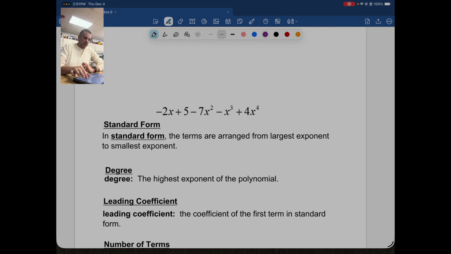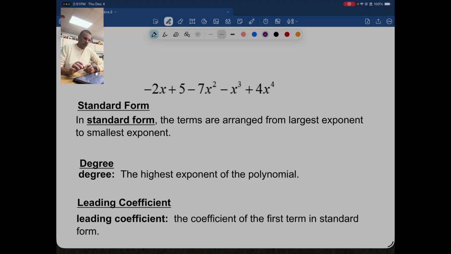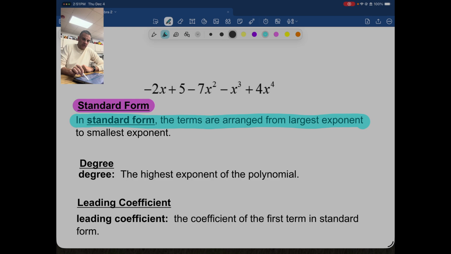So the next thing we want to be able to do, and one of the most important things that we can do with polynomials, is we want to be able to put them in what's called standard form. Standard form for a polynomial. In standard form, the terms are arranged from the largest exponent to the smallest. So we have to look at the exponents. In the case of the example we have up here, x is our variable. We have to look for the largest exponent, which in this case would be 4x to the 4th. This is our largest exponent. So that is going to be arranged first. We're going to go from the largest exponent to the smallest exponents.